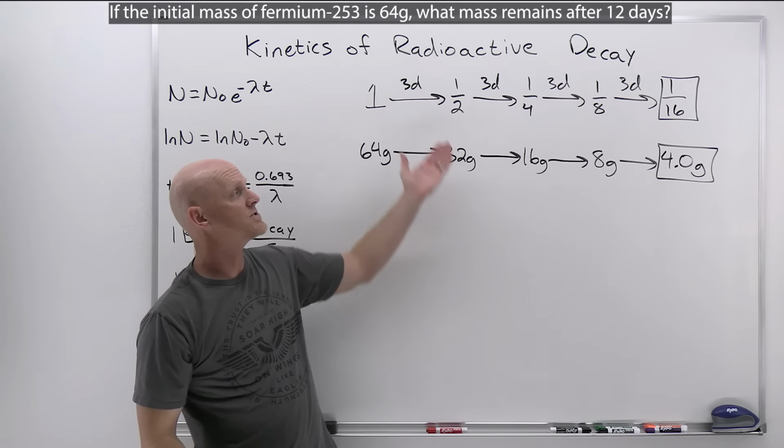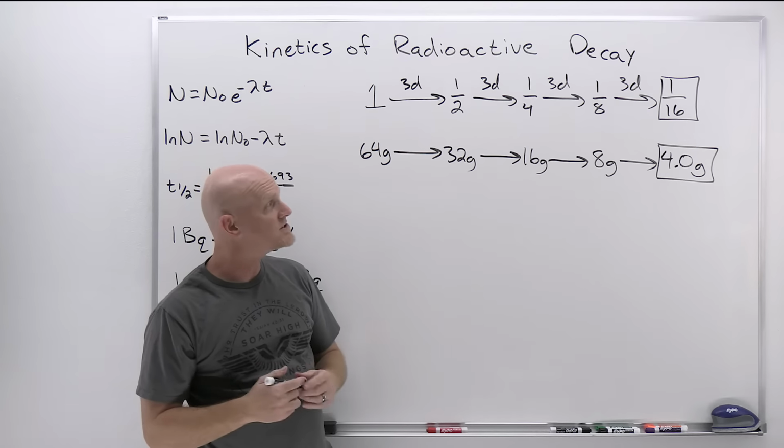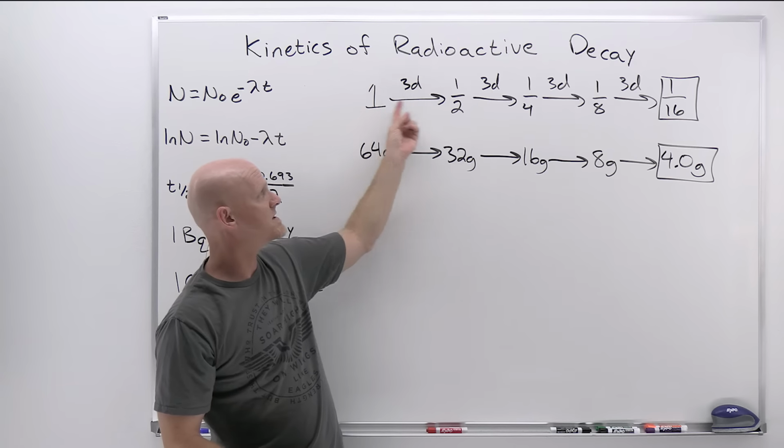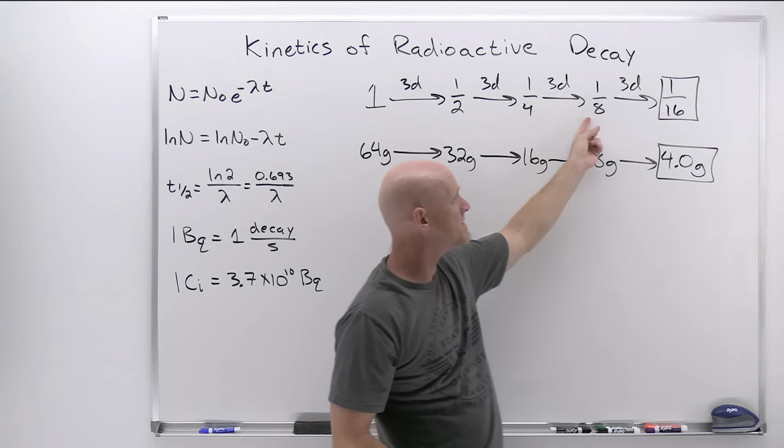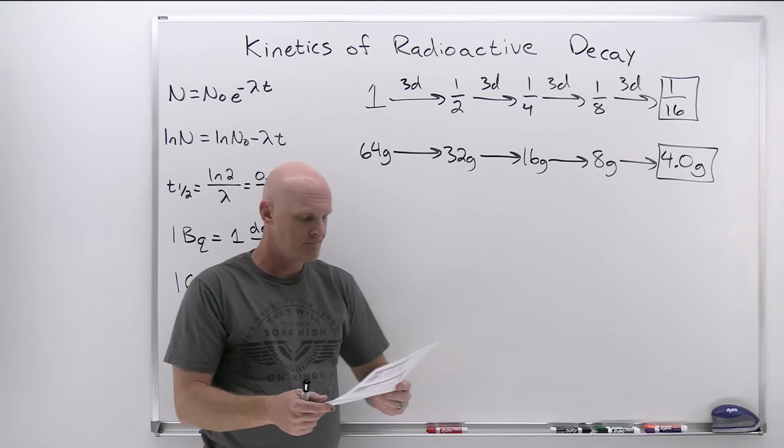And there's the answer. So you can do it in terms of fractions, you can do it in terms of masses, and again, you could have done it as a percentage. So you would have found you'd gone from 100% to 50% to 25% to 12.5% to 6.25%, had you done it that way as well.